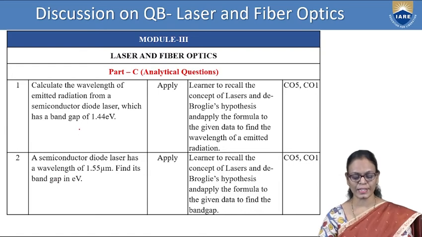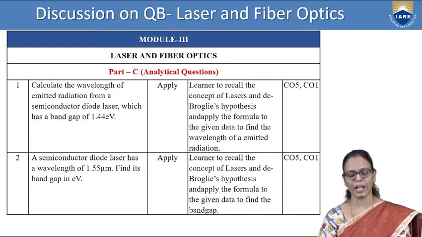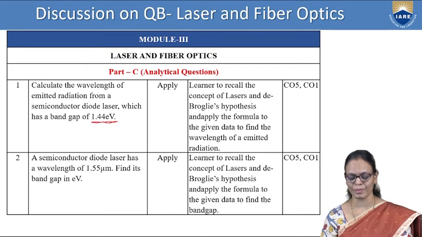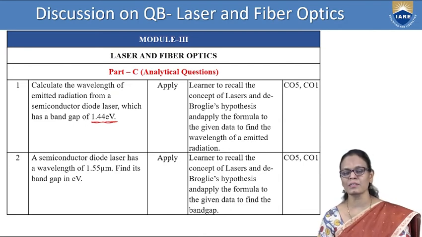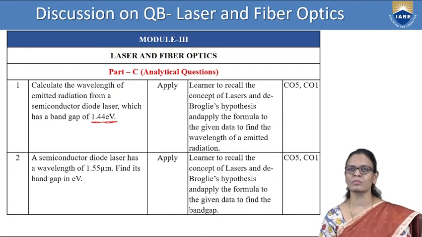So the first one is: calculate the wavelength of emitted radiation from a semiconductor diode laser which has a band gap of 1.44 electron volt. So here again, I'm not deriving the whole thing, or solving all the numericals. Only thing is I'll be giving you the outline. You can refer to the video on numericals and then learn the numericals if you want. Here I'll just give you the formula and the approach of how to do the analytical questions.